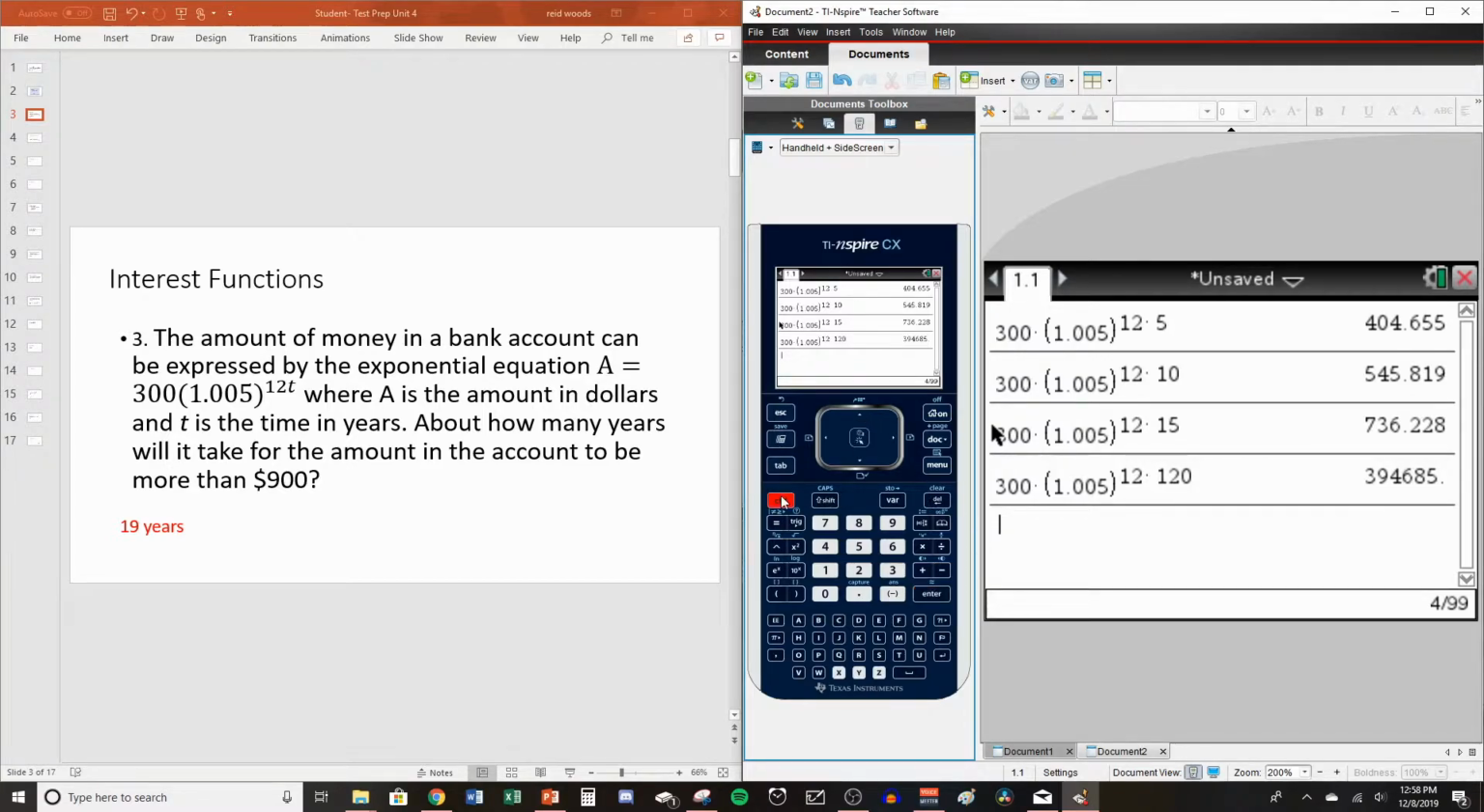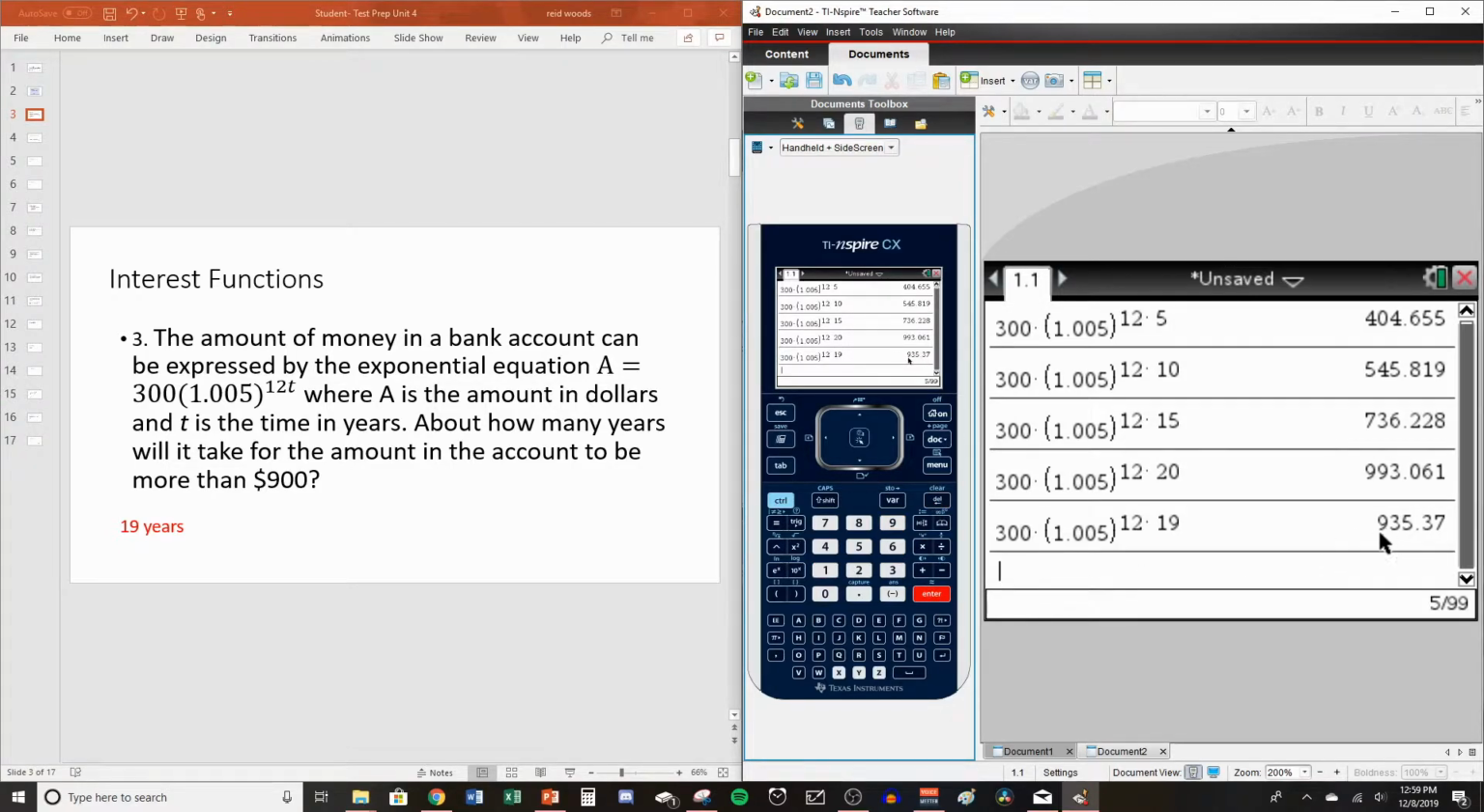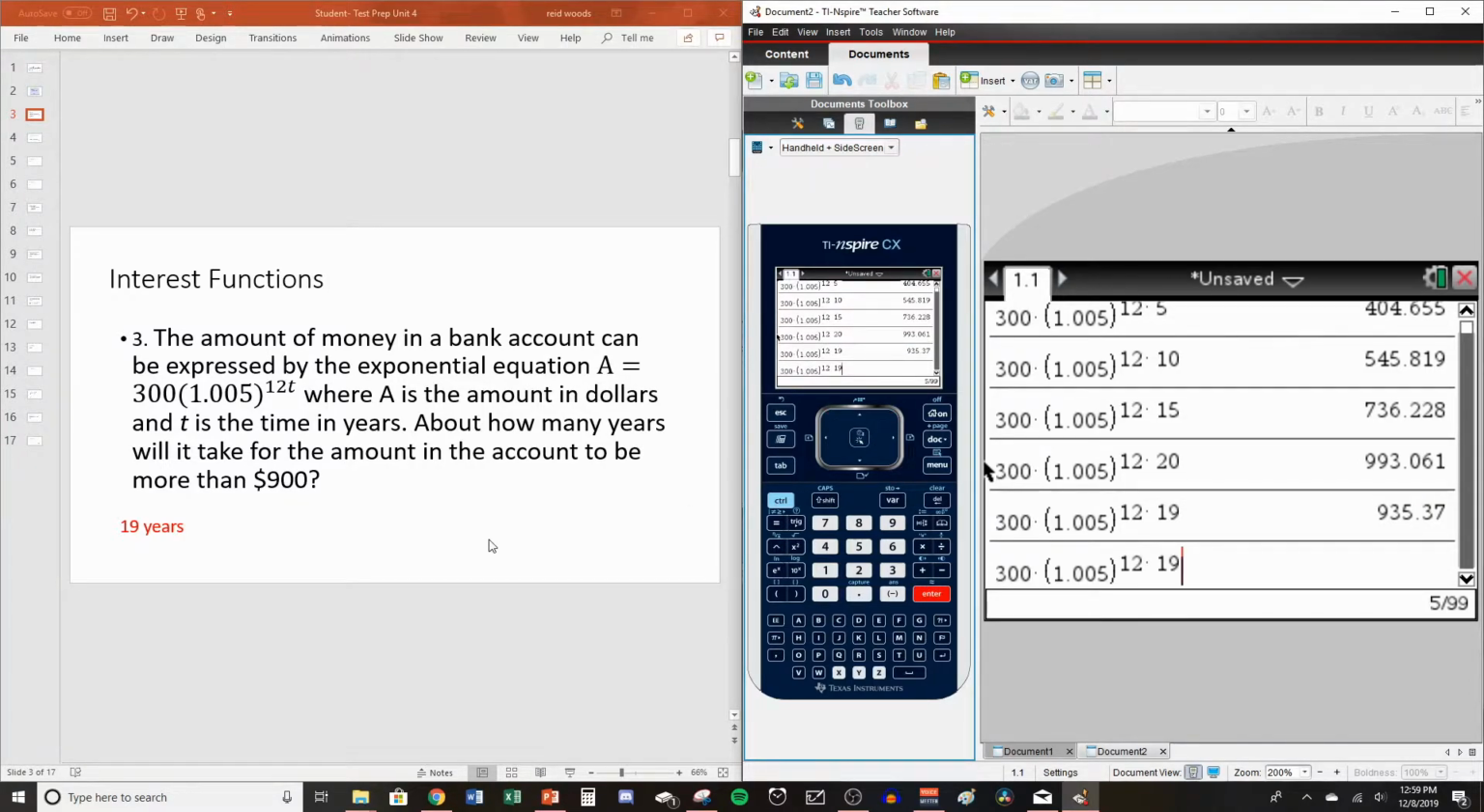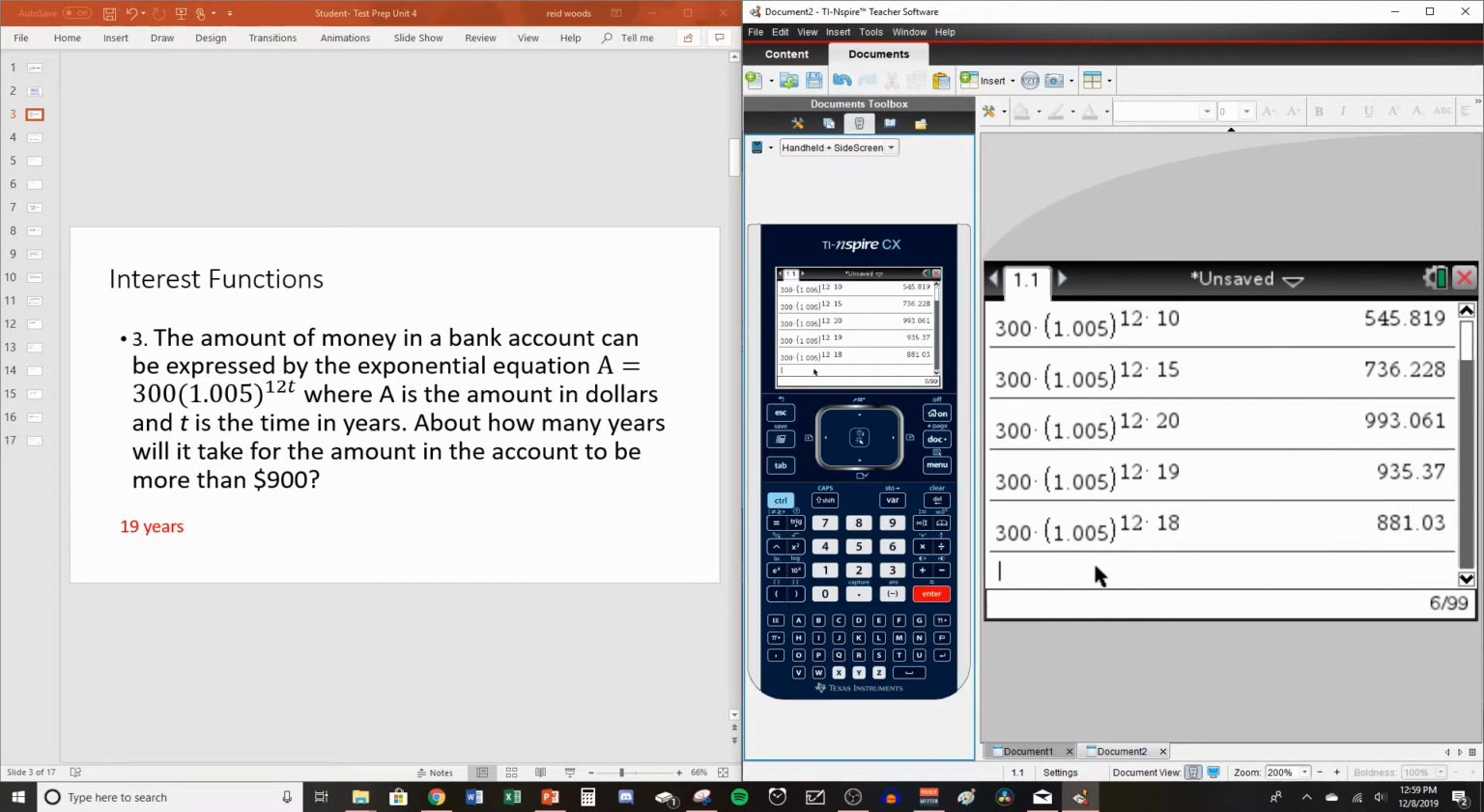I did too much. Okay. And that might be too high. It's over 900, but we might need to go back and check when is it first beyond 900. So let's try 19. You can see that's 935, which 19 is the answer on this one, as we can see over here in red. But what happens when I put 18? So let's do that. And you can see that 18 is below 900.